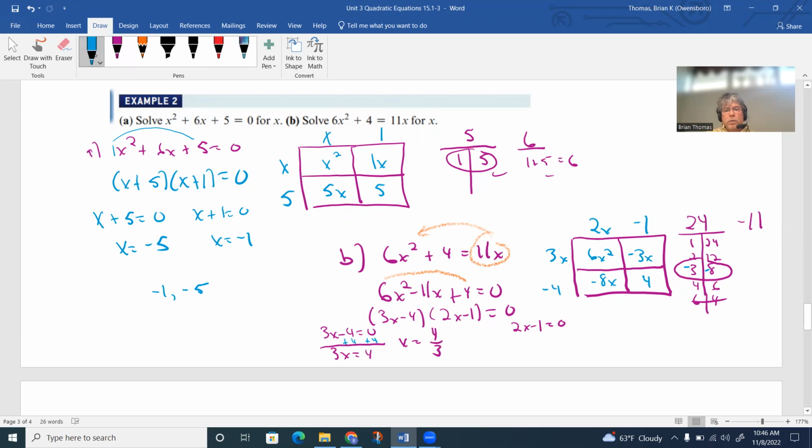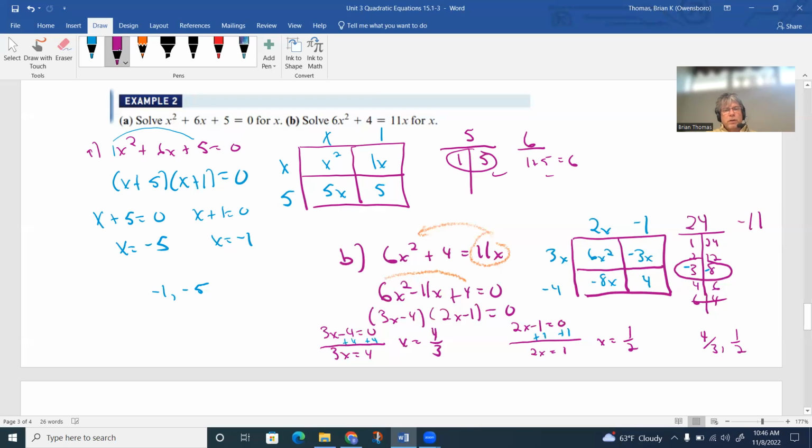Over here, you have to add a 1 to both sides. So we end up with then 2x is equal to 1. I got to divide both sides by 2, so x equals 1/2. So that would be my two solutions, 4/3 and 1/2.